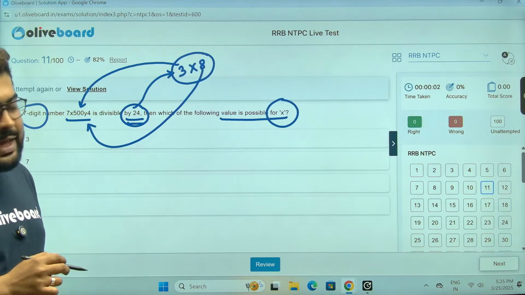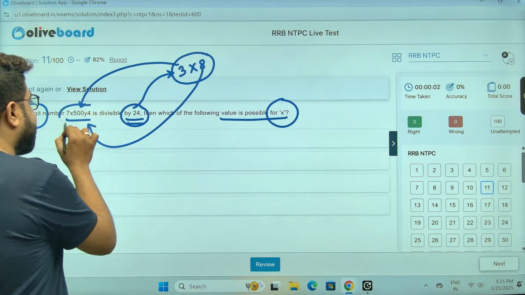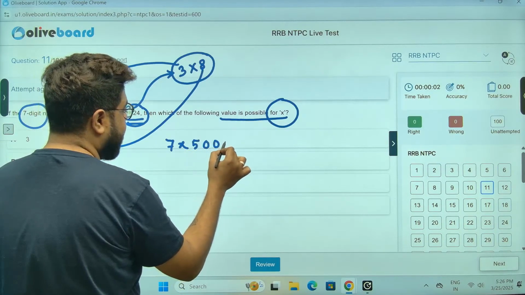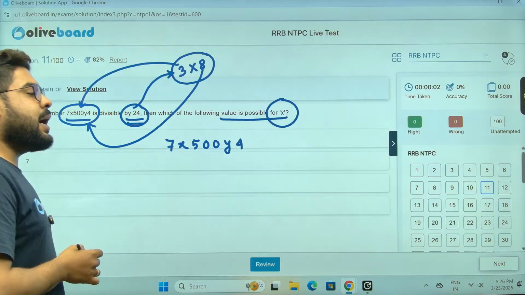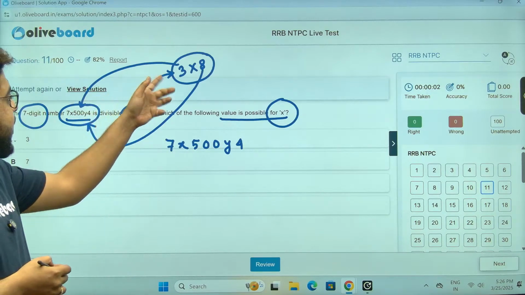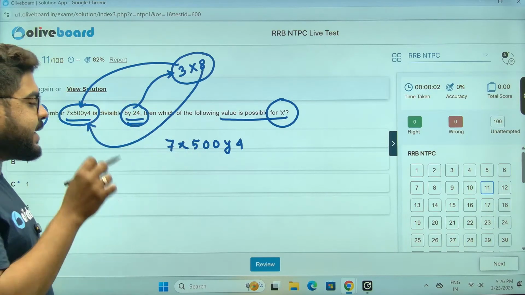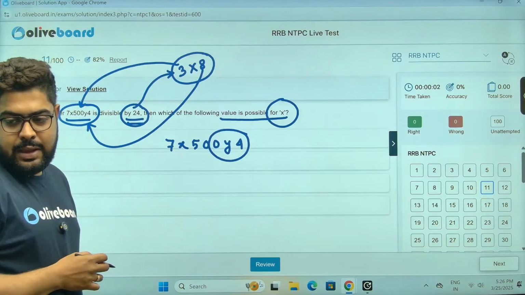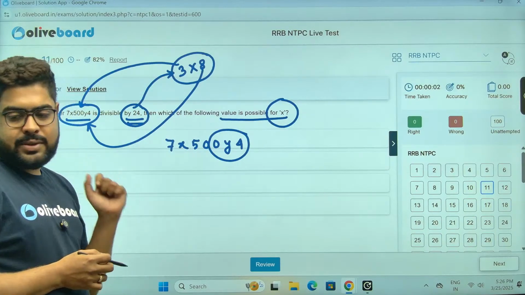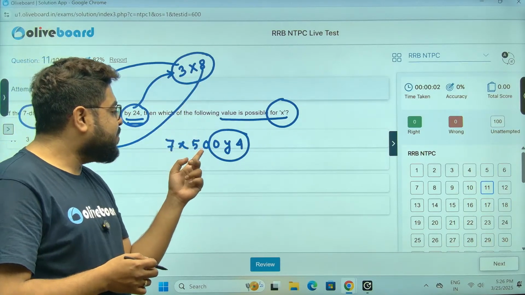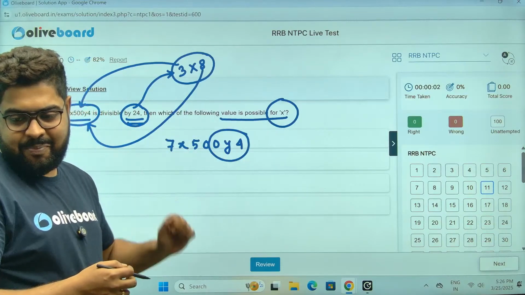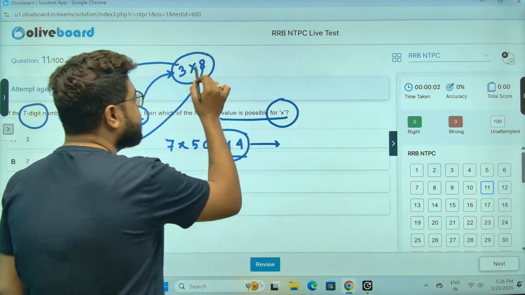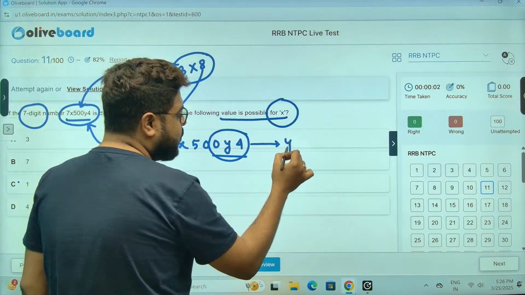Which one will I check first? I have told this countless times. There are 2 variables here: 7, x, 5, 0, 0, y and 4. I'll start with whichever divisibility lets me work with one variable rather than both at the same time. If I take 3, I need to take x, y both, whereas if I take 8, I can only deal with this y. Now, divisibility rule of 8: the last 3 digits have to be divisible by 8. So what can be possible values of y?